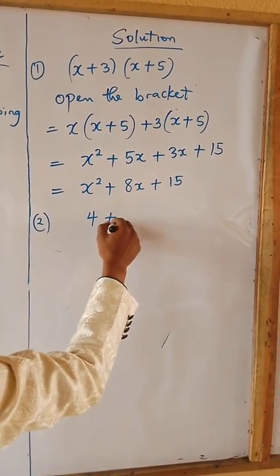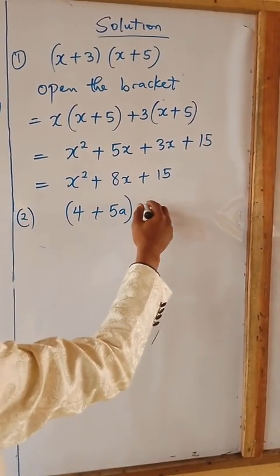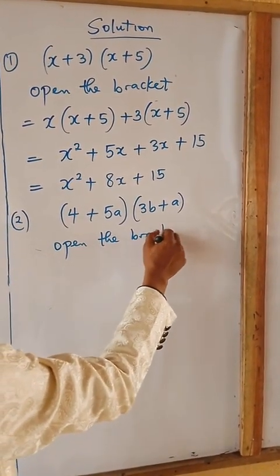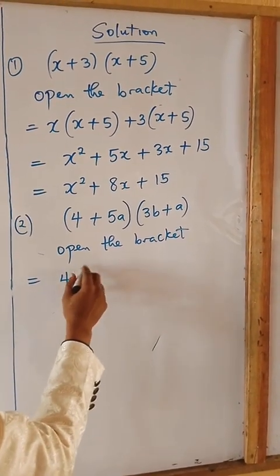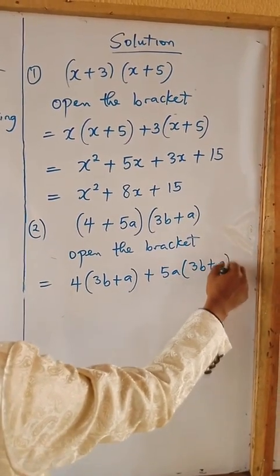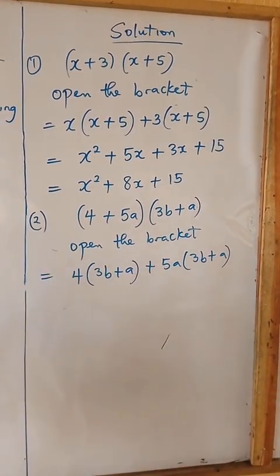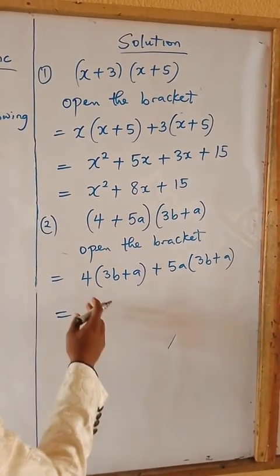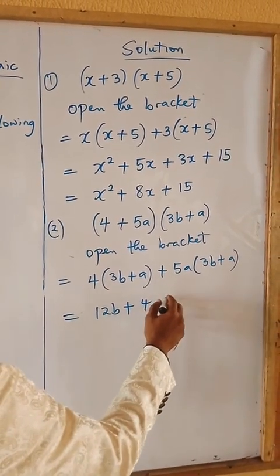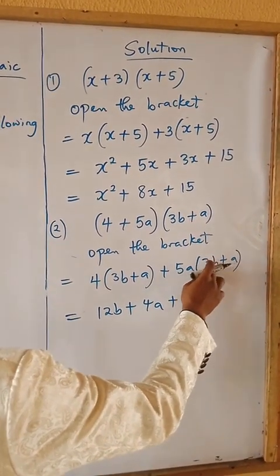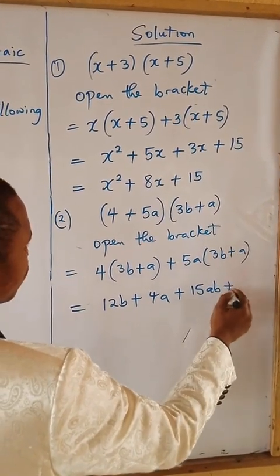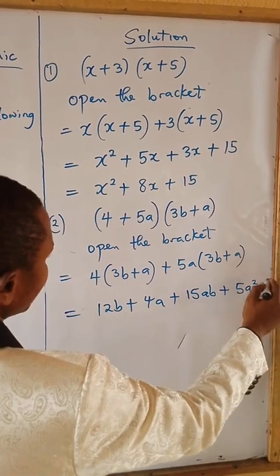Let's solve question 2. (4 + 5a)(3b + a). So we are going to open the bracket as well. And when we open the bracket, we are going to have 4(3b + a) plus 5a(3b + a). Remember that I opened the first one. So we are going to simplify further. 4 times 3b will give us 12b, plus 4 times a will give us 4a, plus 5a times 3b, 5 times 3 will give us 15, a times b will give us ab, plus times plus will give us plus, and 5a times a will give us 5a squared.